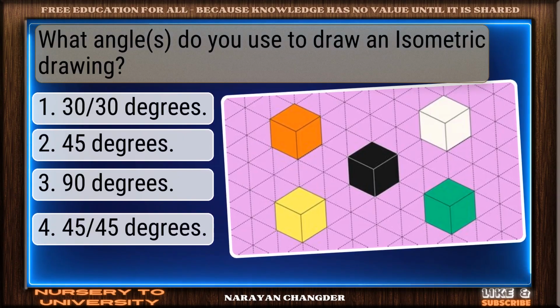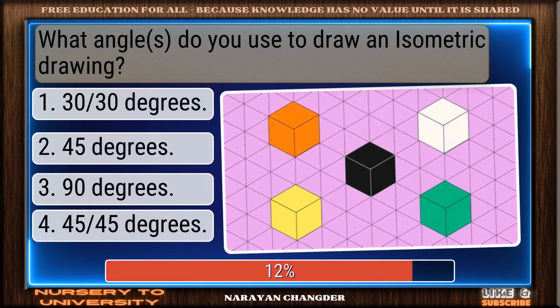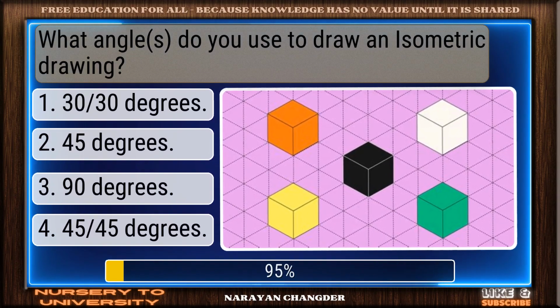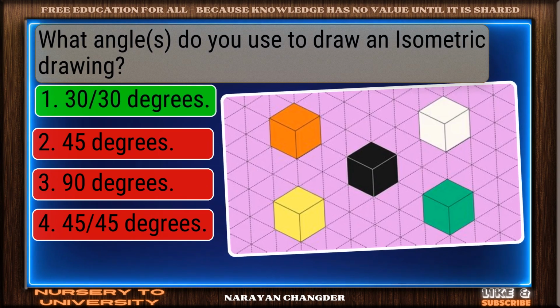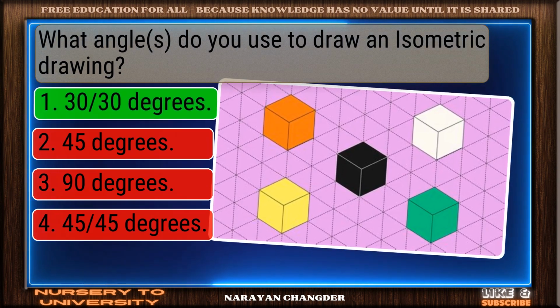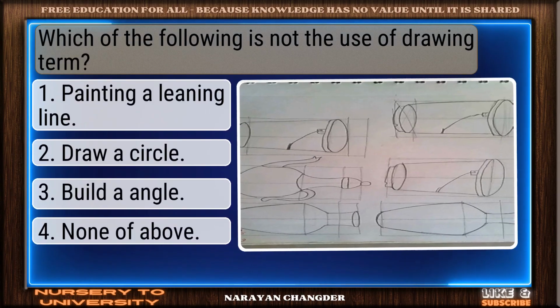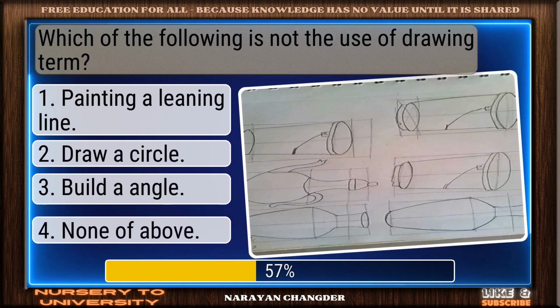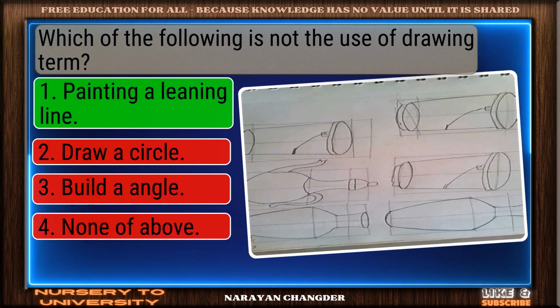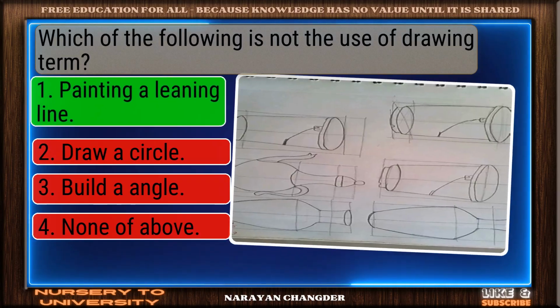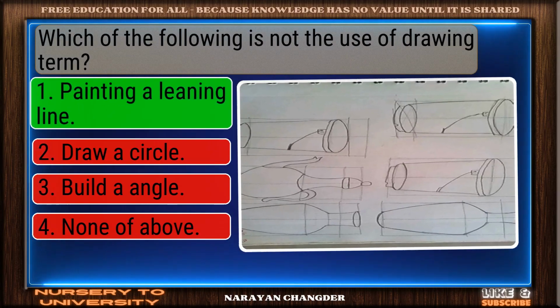What angle do you use to draw an isometric drawing? Exactly. 30 degrees makes sense and it is the right choice. Which of the following is not the use of drawing term? Correct response. Painting a leaning line is the most accurate answer.